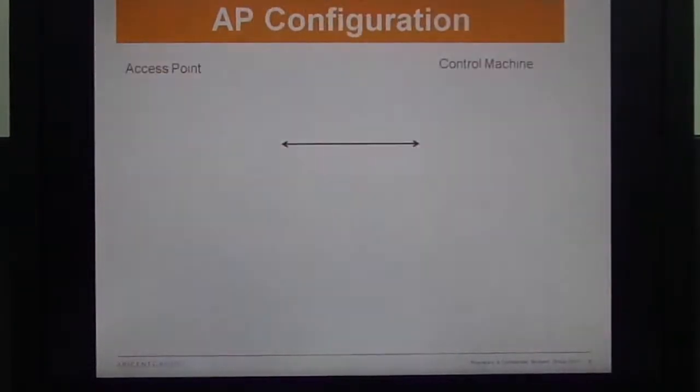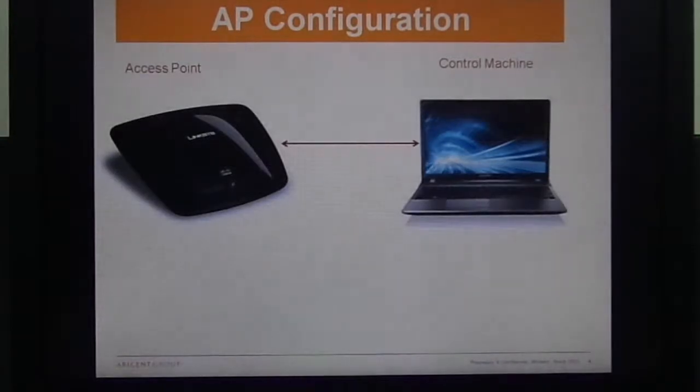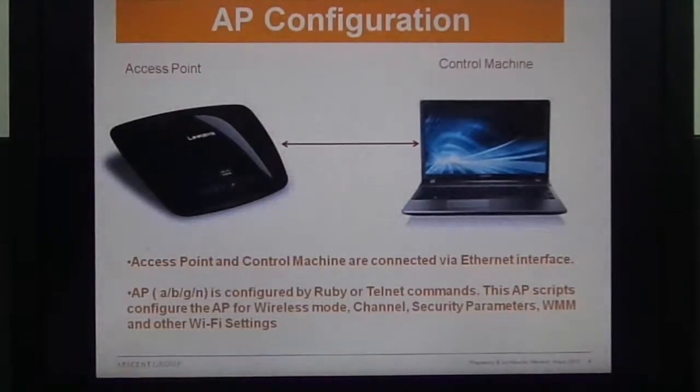Now let's come to the AP side configuration. The control machine will configure the access point using a Ruby script. It will automate the GUI of the web page of the access point, and it will automate the Wi-Fi configuration on the access point.